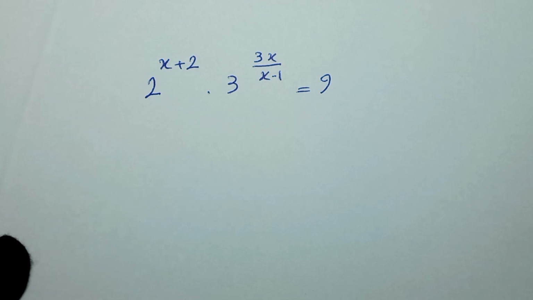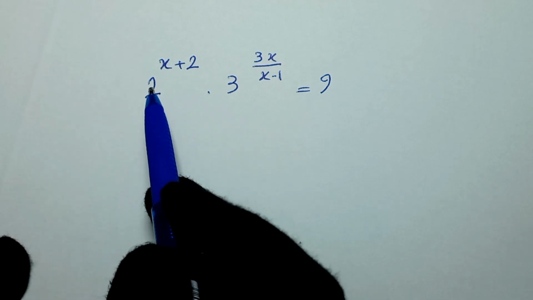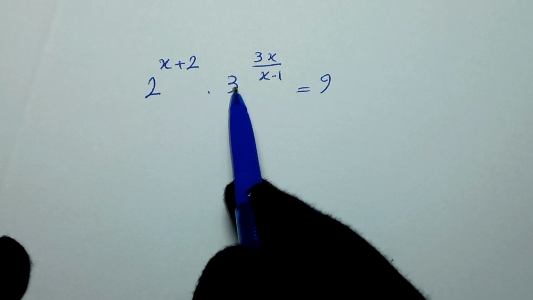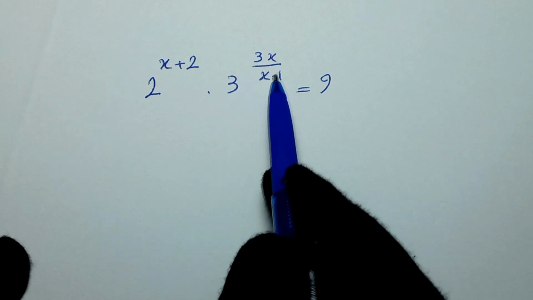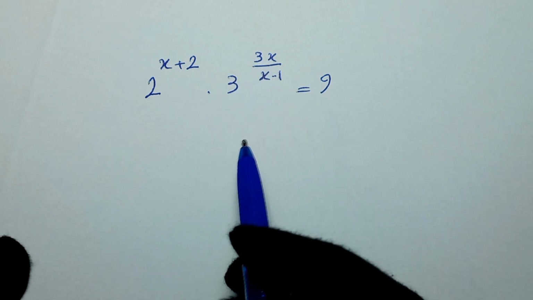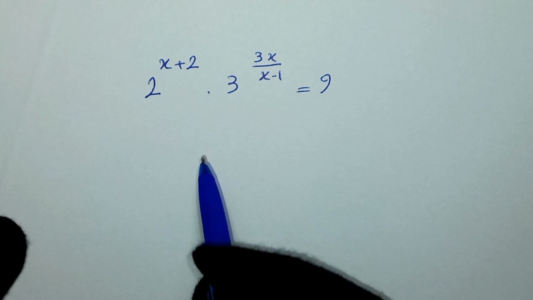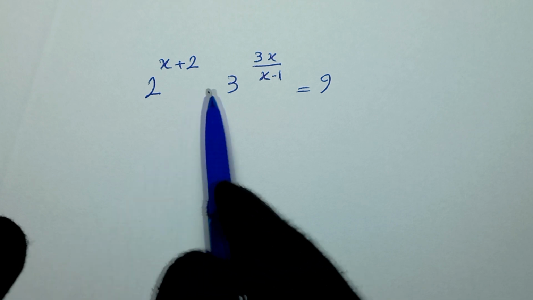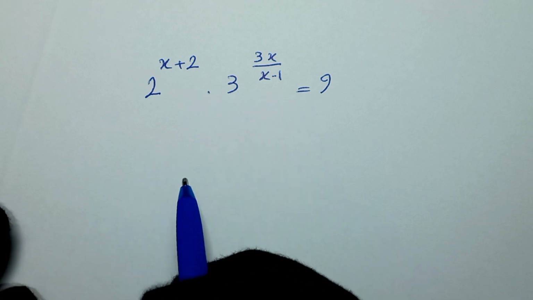Hello my friends, you're welcome to solve this math problem, which is 2 to the power of x plus 2 times 3 to the power of 3x over x minus 1 is equal to 9 to find the values of x. In the first step, we divide both sides of this equation by 9.